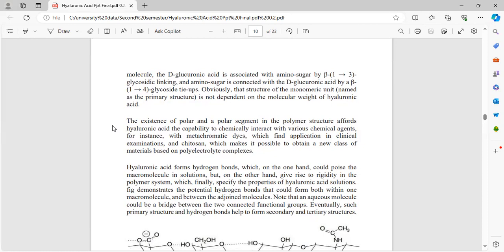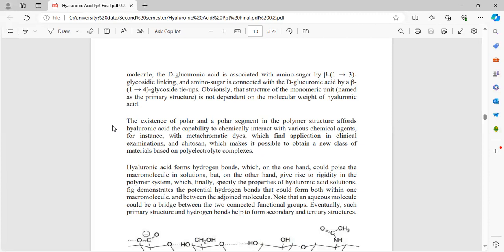Obviously, this structure of monomeric units, named the primary structure, is not dependent on the molecular weight of hyaluronic acid. The alternation of polar and nonpolar segments in the polymer structure affords hyaluronic acid the capability to chemically interact with various chemical agents. For instance, with metachromatic dyes, which find applications in clinical examinations, and chitosan, which makes it possible to obtain a new class of materials based on polyelectrolyte complexes.